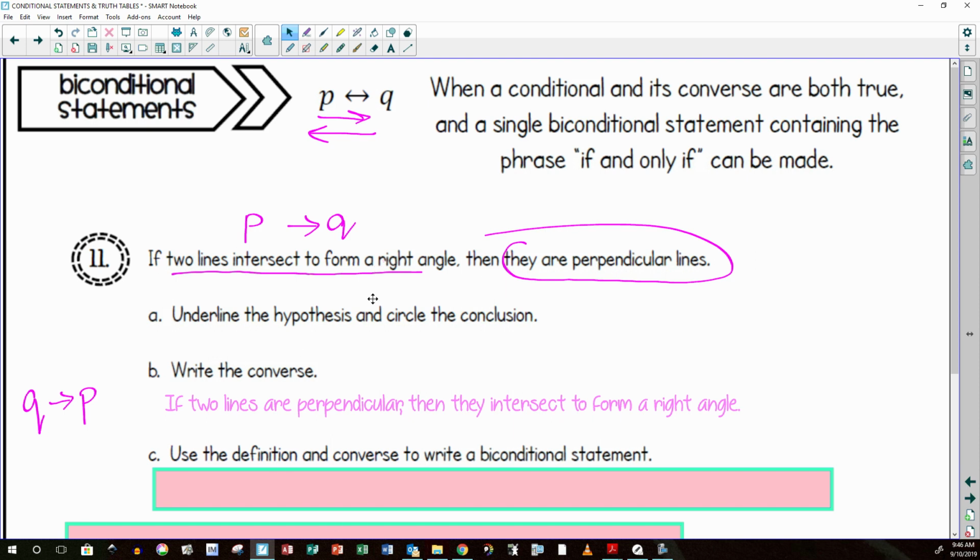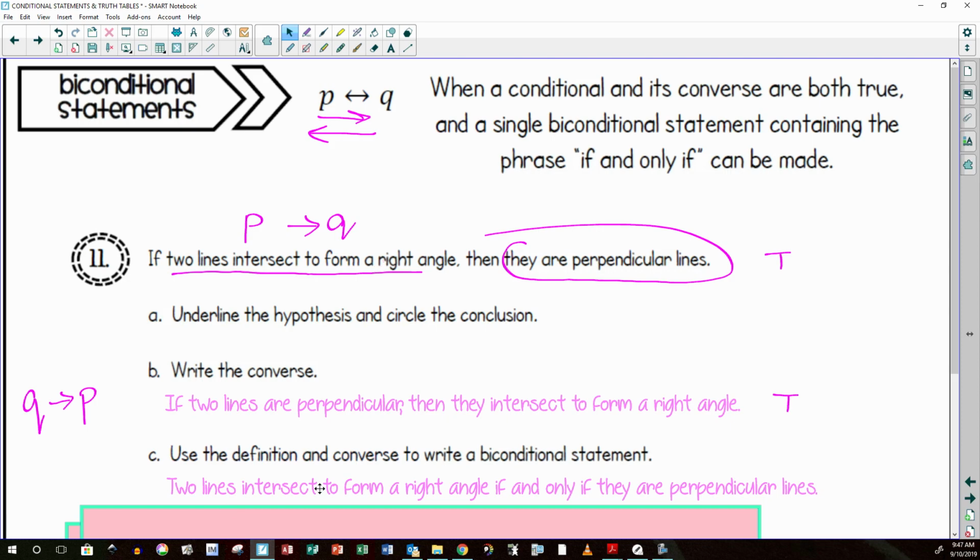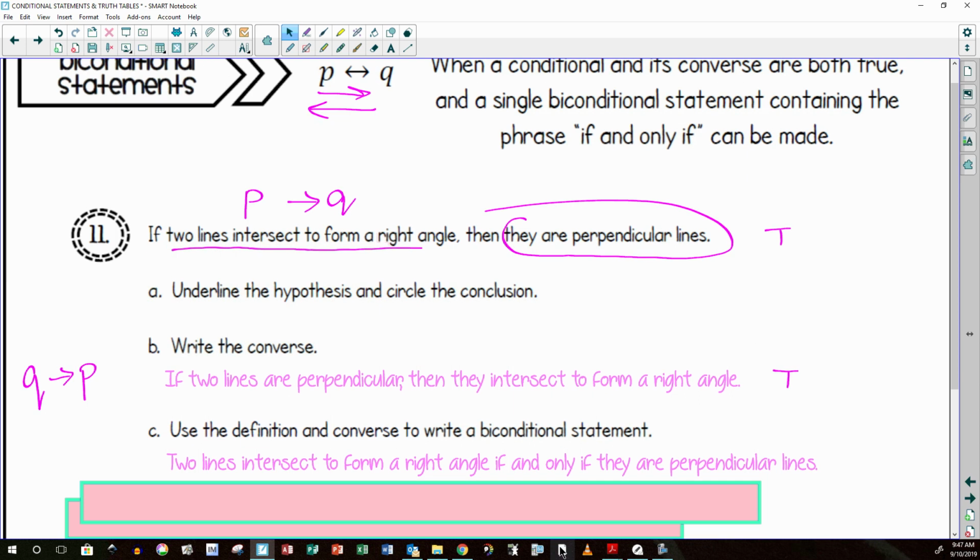Okay, now, since both of these statements are true, because if two lines intersect to form a right angle, then they are perpendicular, that's true. And if two lines are perpendicular, then they intersect to form a right angle. That's true. So this would be a biconditional statement where I would say, two lines intersect to form a right angle if and only if they are perpendicular lines. So that's how you would state your biconditional statement.